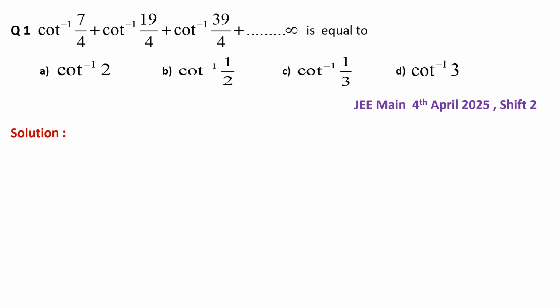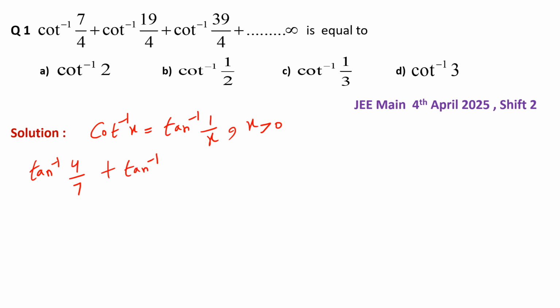Now students, we know that cot inverse x is equal to tan inverse of 1/x when x is positive. So that means the above series can be rewritten as tan inverse of 4/7 plus tan inverse of 4/19 plus tan inverse of 4/39 and so on till infinity.